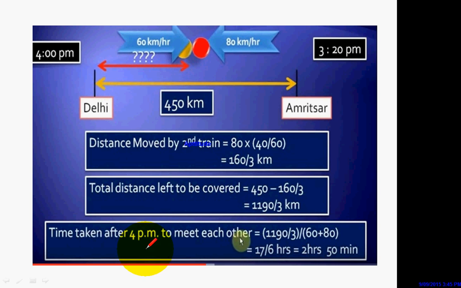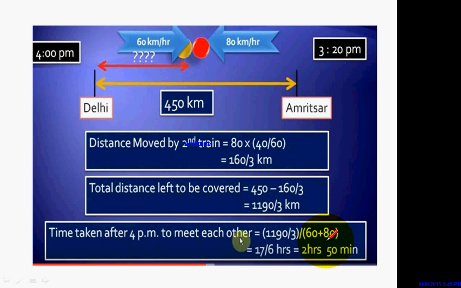So the time taken after 4 p.m. to meet each other is equal to, this is the total distance that is left. Time is always equal to distance by speed. So what is the distance that is left to be covered? 1190 by 3 divided by speed. See, again in speed I have taken 60 plus 80. That is the relative speed.